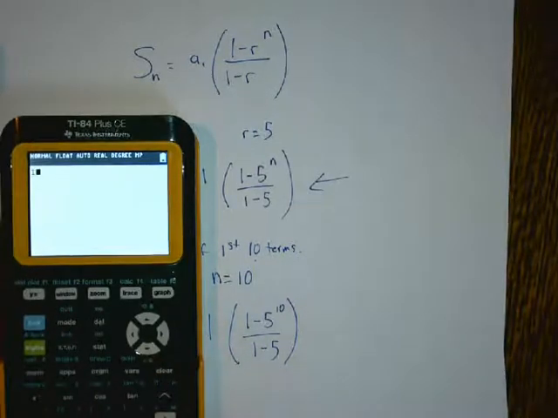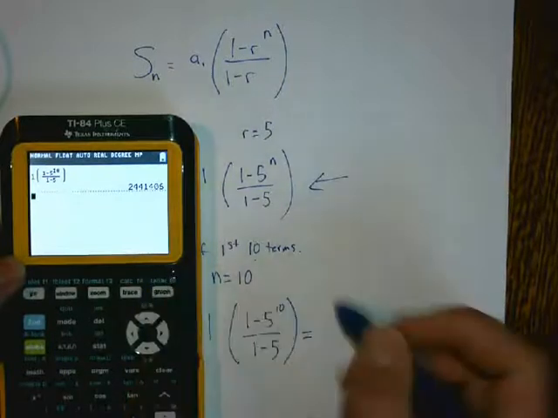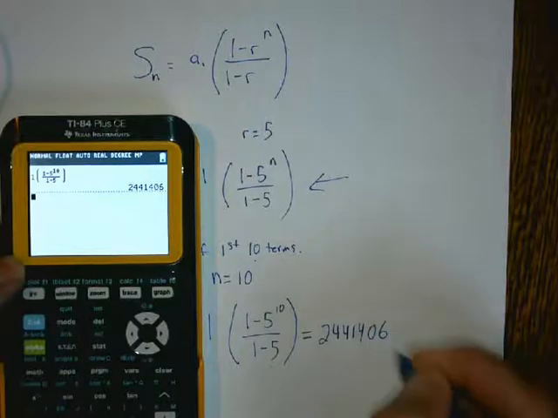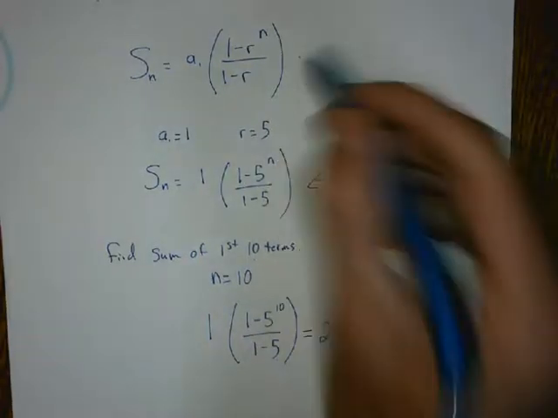1, parentheses, fraction bar, alpha y equals, 1 minus 5 to the 10th power over 1 minus 5. Close the parentheses. And the sum of the first 10 of these would be 2,441,406. Pretty straightforward. Okay. Make sure you have all of your formulas written out on one piece of paper so it's easier to find them.